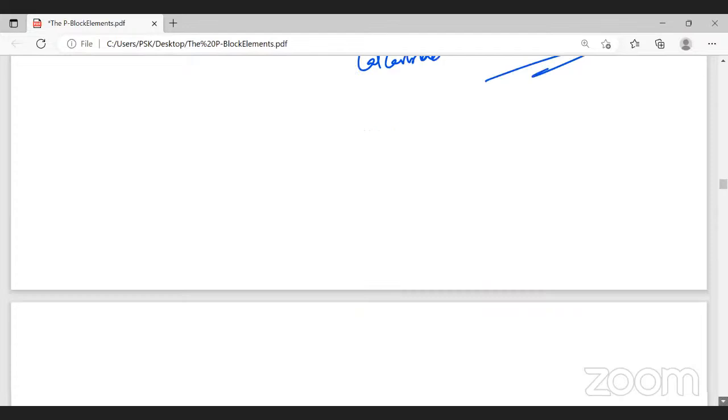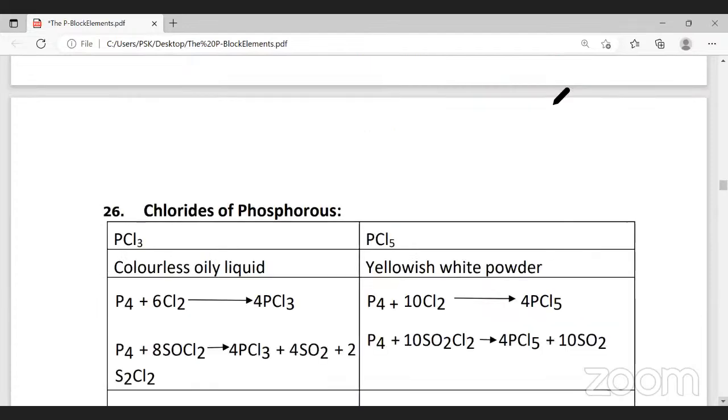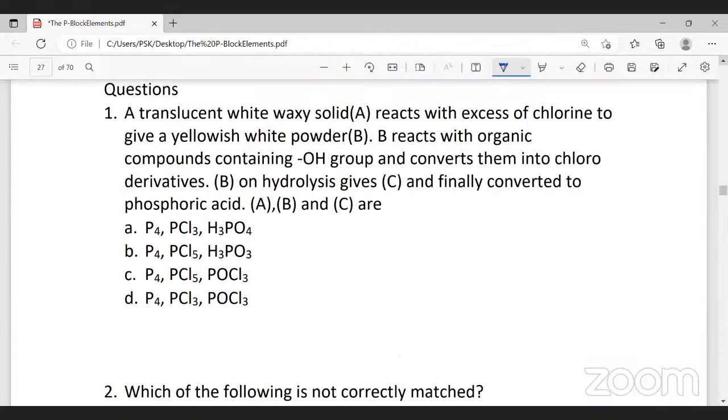Now, this is with respect to phosphide. Now, chlorides of phosphorus we have to learn. The first one is a translucent white waxy solid A, which with excess of chlorine gives yellowish white powder B. This B reacts with organic compounds containing OH group and converts them into chloro derivative. Again, B on hydrolysis gives C and finally is converted to phosphoric acid. What is A, B, and C?